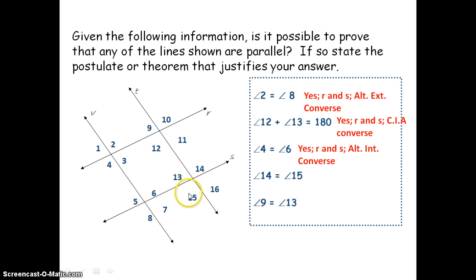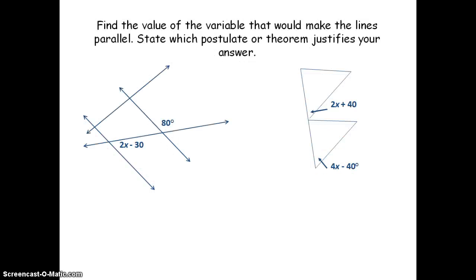14 and 15 are congruent, and that is true because they're vertical angles, but we do not have a theorem saying that vertical angles make parallel lines. So this one would be no, I can't use anything to show that any lines are parallel because I'm just given vertical angles. And then 9 and 13, these are corresponding angles. I can see that they're congruent, and that should be right. Corresponding angles are congruent, so I can say that R and S are parallel using the corresponding angles converse.